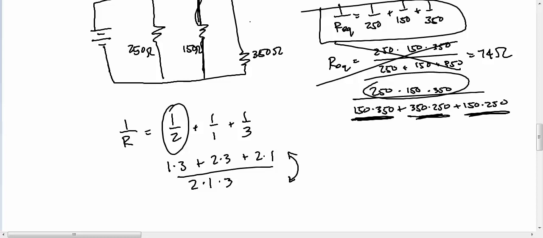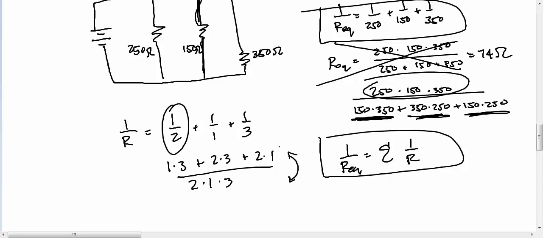Yeah, I guess if you wanted a formula for this, you would write down, let's see, the formula that they write is this: 1 over r equivalent is equal to sigma of 1 over r. There's your formula.